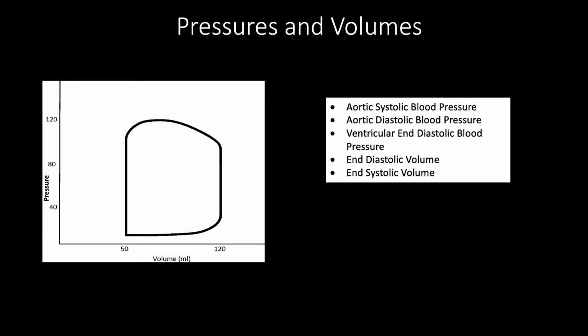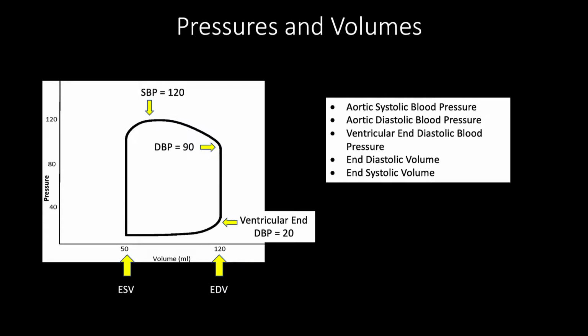The aortic systolic blood pressure is right here at the very top of the pressure volume loop, the highest pressure. The aortic diastolic blood pressure is right where the aorta opens at the beginning of systole. The ventricular end diastolic blood pressure is right before isovolumetric contraction. This is where the mitral valve closes and filling ends. End diastolic volume is here at 120, and end systolic volume is right here at 50. We'll go through these once again as we calculate stroke volume and stroke work.